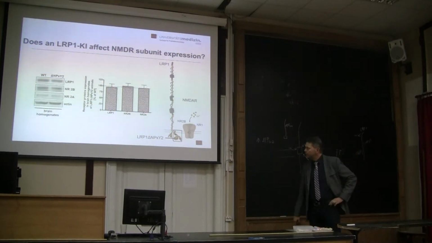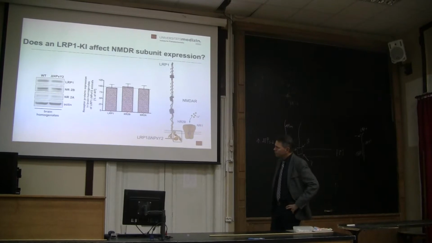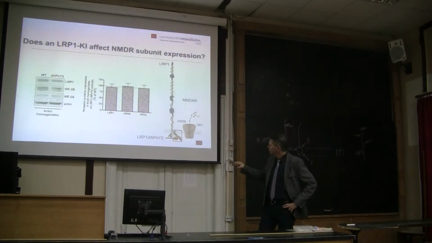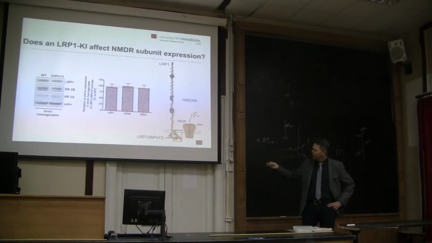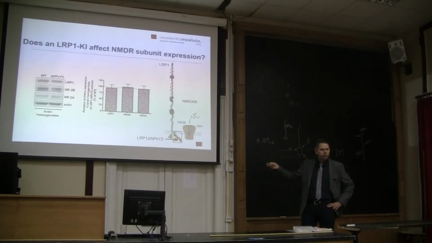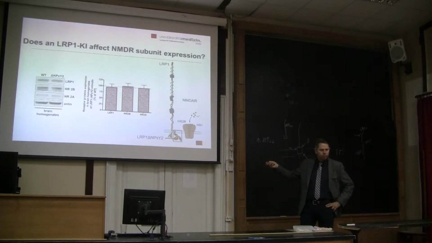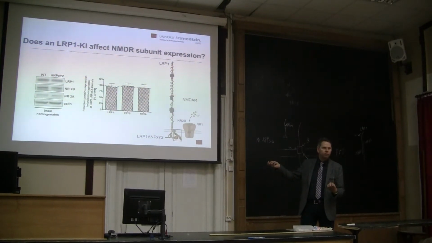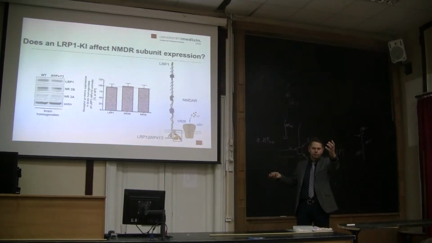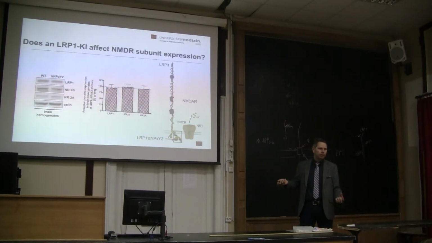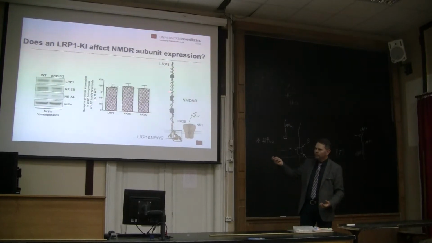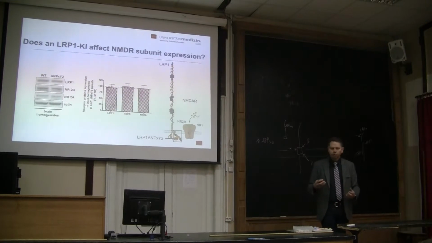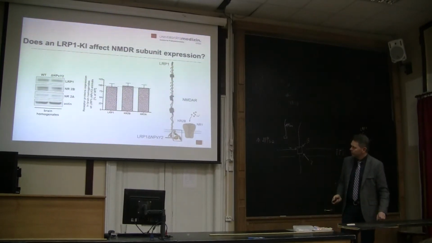And we tested that in the following way, because if you have a knock-in of the second NPXY domain of LRP, something very critical happens. You block the endocytosis signal of LRP, therefore you have more LRP at the cell surface and less internalization. So we thought, okay, maybe they are just not internalized together properly anymore, or other proteins are not internalized properly anymore.